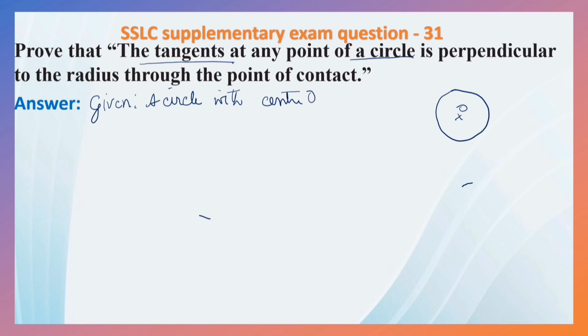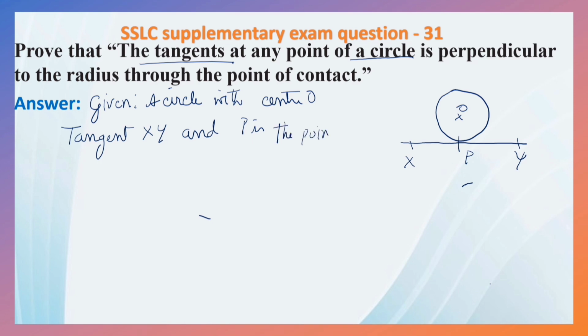And also tangent. Let it be XY. Let P be the point of contact. Tangent XY and P is the point of contact. OP is the radius through the point of contact.